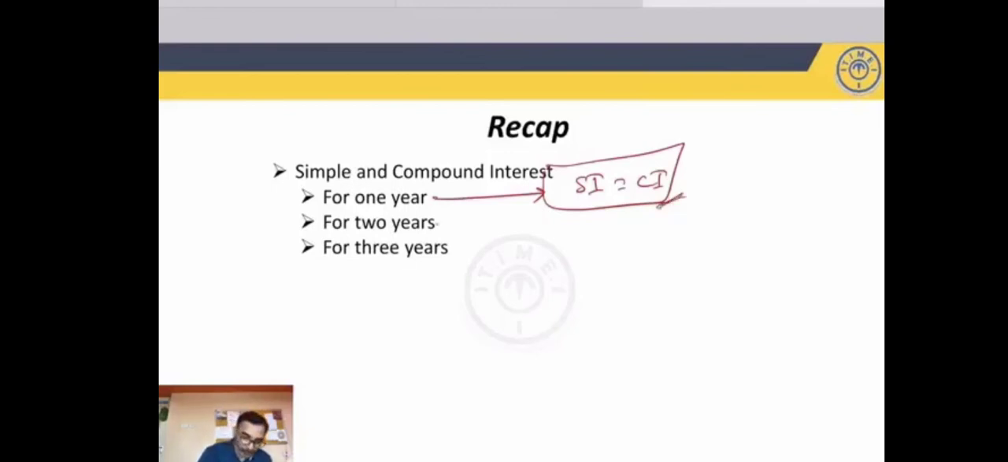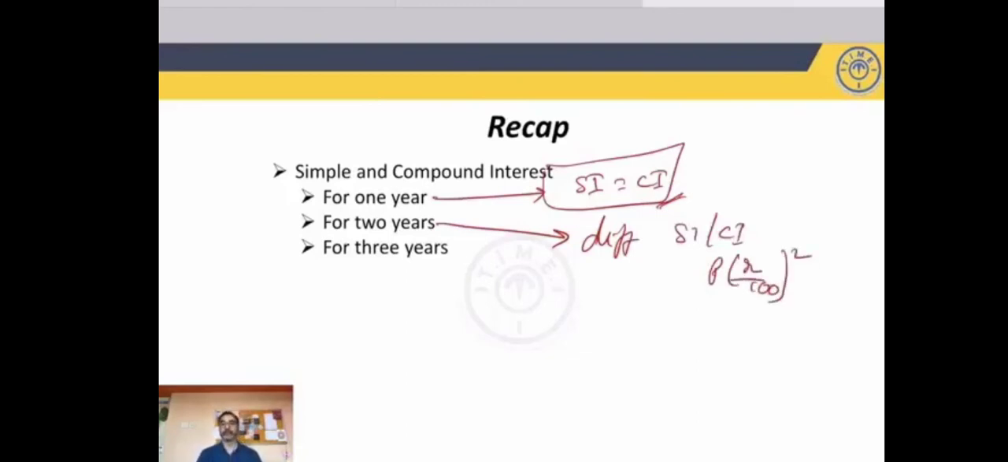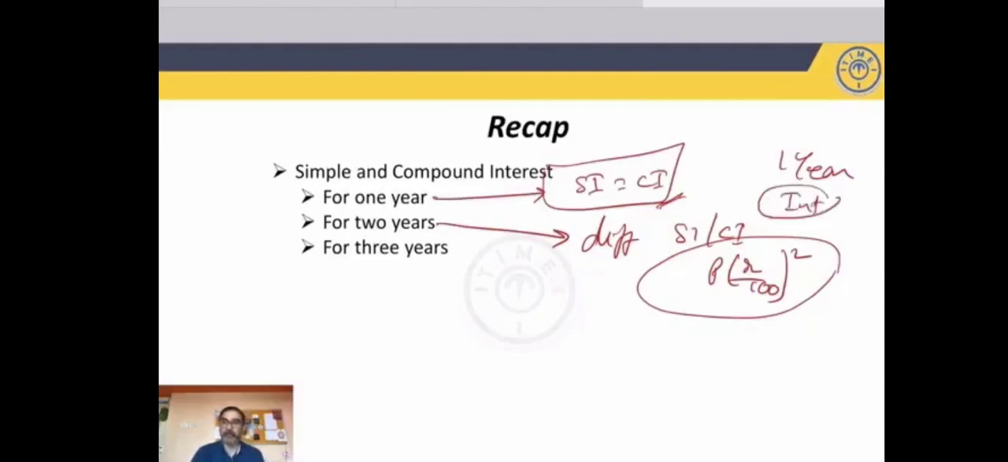And then for 2 years, what is the difference? For 2 years, the difference between SI and CI is nothing but P into (R by 100) whole square. That's the formula. Without a formula, how to solve the problem? Calculate the interest for 1 year, then the interest on interest. On this interest for 1 year, again calculate interest. Okay, that interest will give us the difference between SI and CI for 2 years.